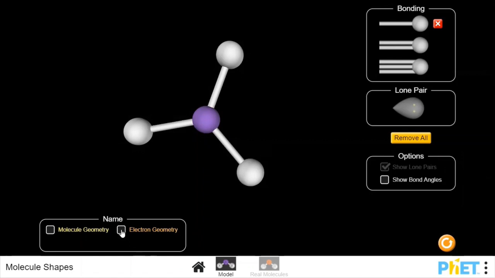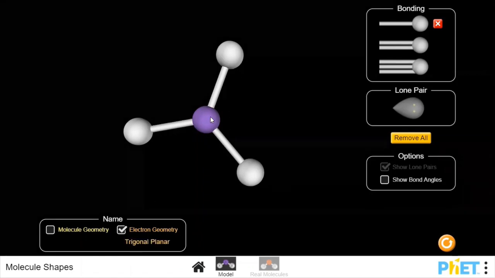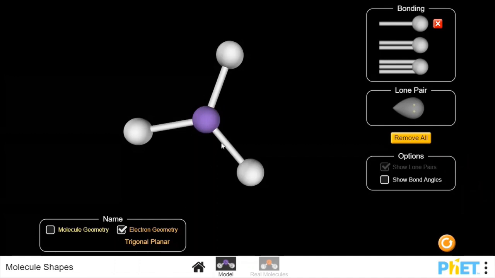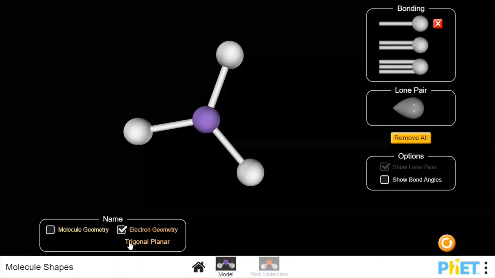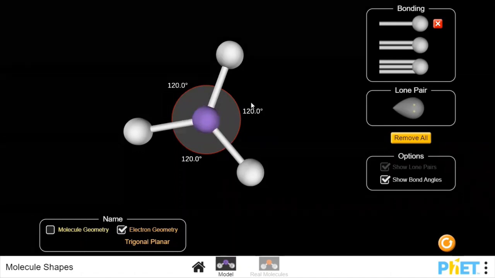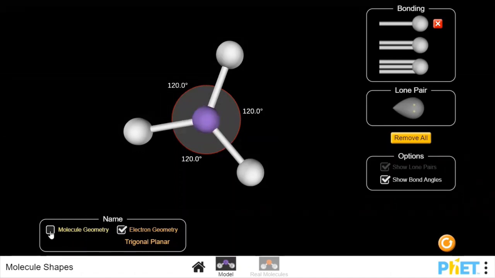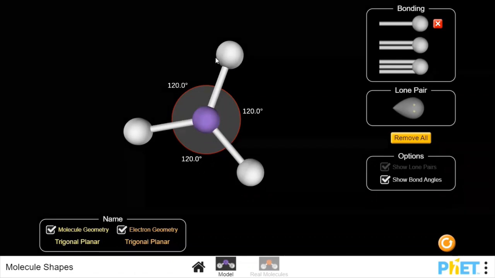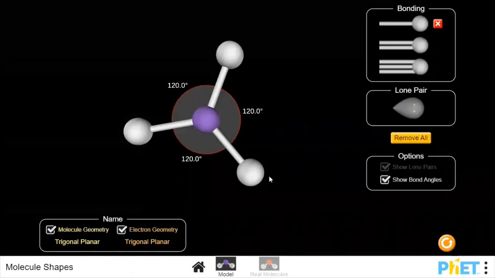What will be the cloud geometry? How can this exist in space? How can this exist in 3D? So the electron geometry for a 3-charge cloud is going to be trigonal planar. The bond angle is going to be 120, which separates the clouds from each other. The molecular geometry is the same as the cloud geometry. Why does the molecular geometry agree with the electron geometry? Because you don't have any non-bonding cloud.